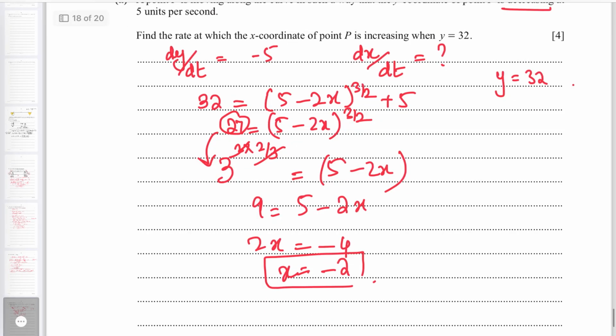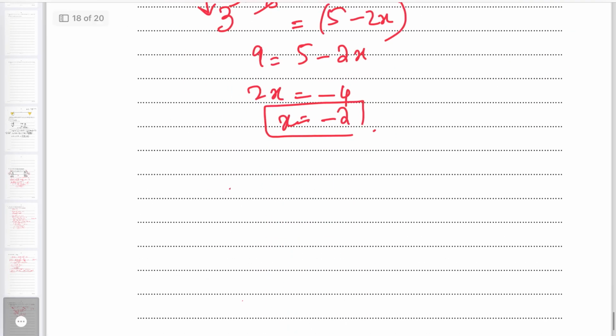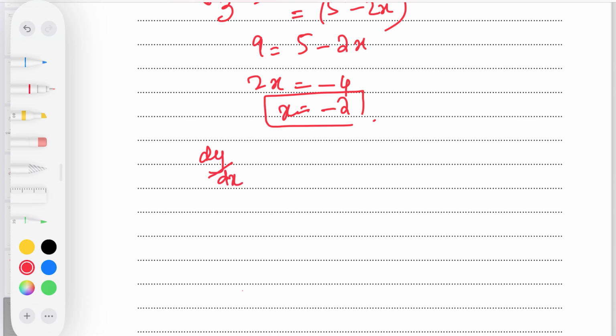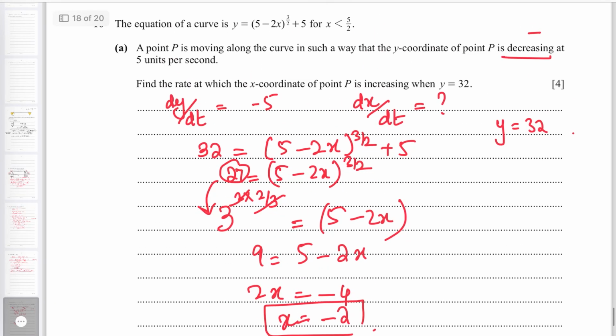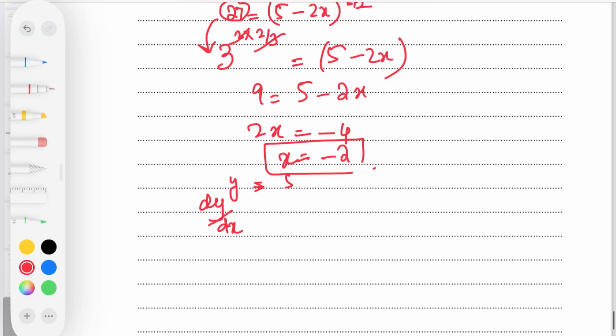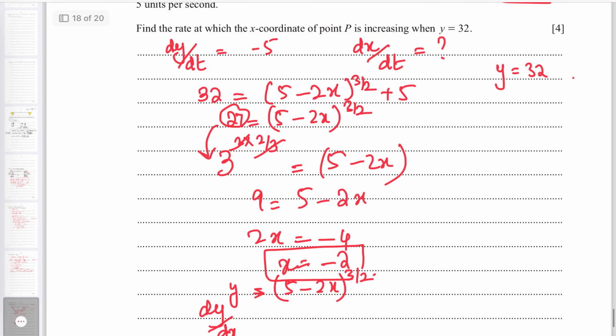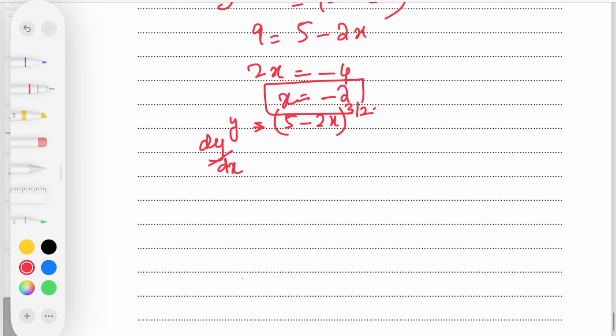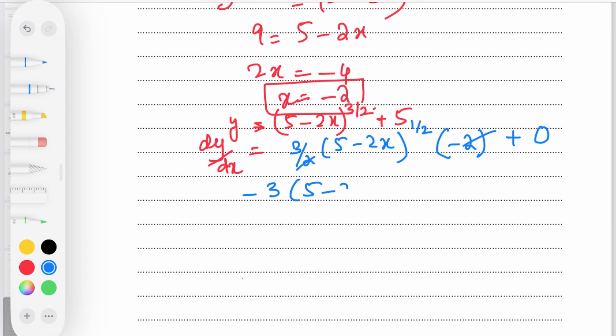Now, we have to find out dy by dx. dy by dx is going to be, my y is, what is my equation? My equation is 5 minus 2x power 3 upon 2 plus 5. Now, bring the power down, subtract 1 from the power. The differential of the inside expression is multiplied, plus 0. So this is my differential.